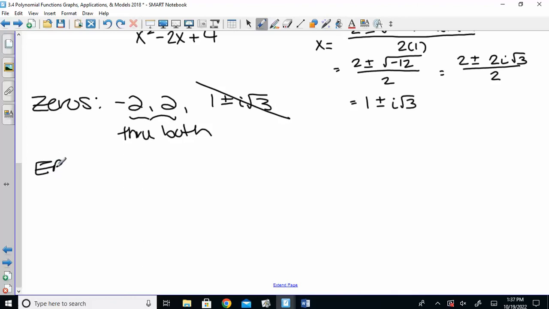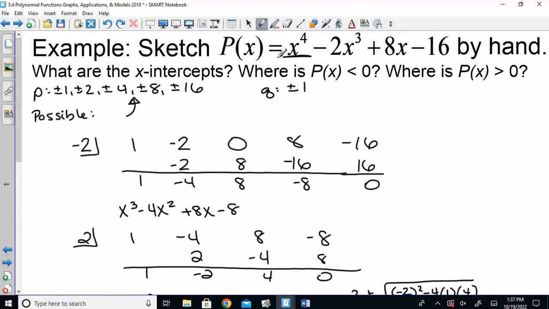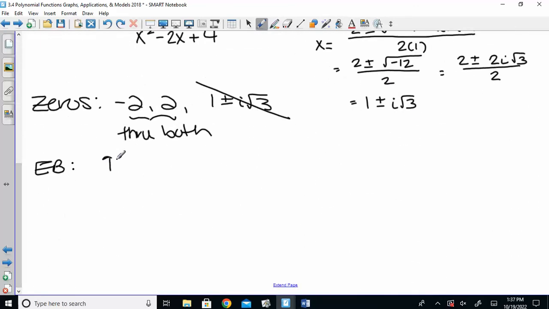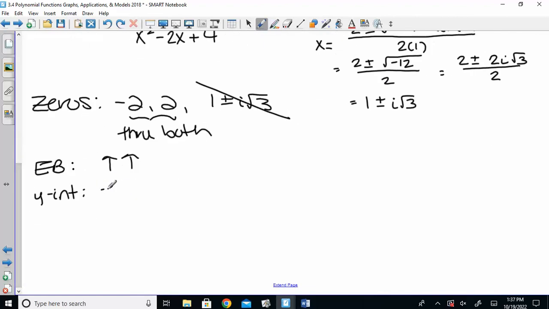All right, end behavior: look at the original. x to the 4th, what should x to the 4th look like? Like a parabola, both ends pointing up. Y-intercept: if you plug in a 0 for all of your x's, what do we get out? Negative 16. If we do it at the beginning, we see 0, minus 0, plus 0, minus 16.